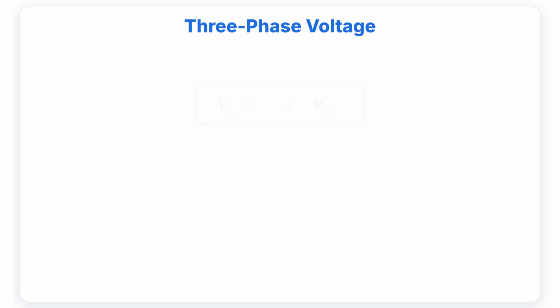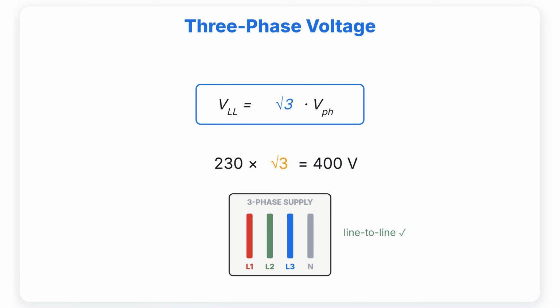So there is your √3. 230 volts per phase times √3 is 400 across the lines. Same system, 2 honest numbers.